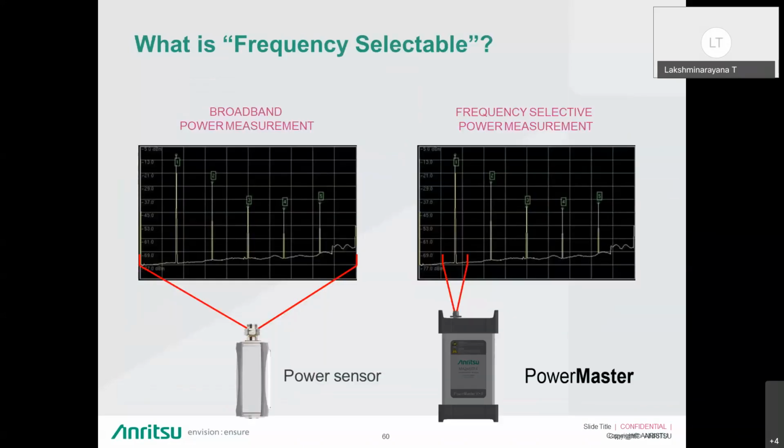So what is the frequency selectivity? When you take a power sensor, it will have, suppose, 10 megahertz to 50 gigahertz. It will cover the entire frequency range and give the average power of that range. When you come to frequency selective power measurement in Power Master, you can set a frequency range, say from 10 megahertz to 1 gigahertz, and measure the power of that particular frequency range. There is a frequency selective option.